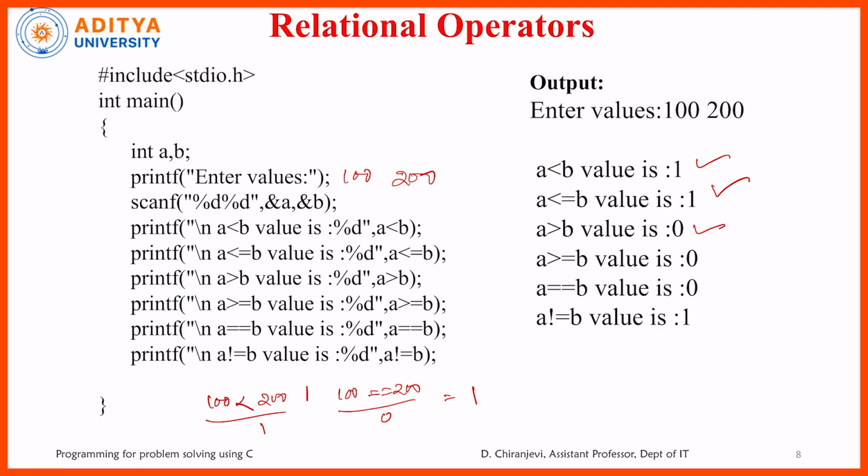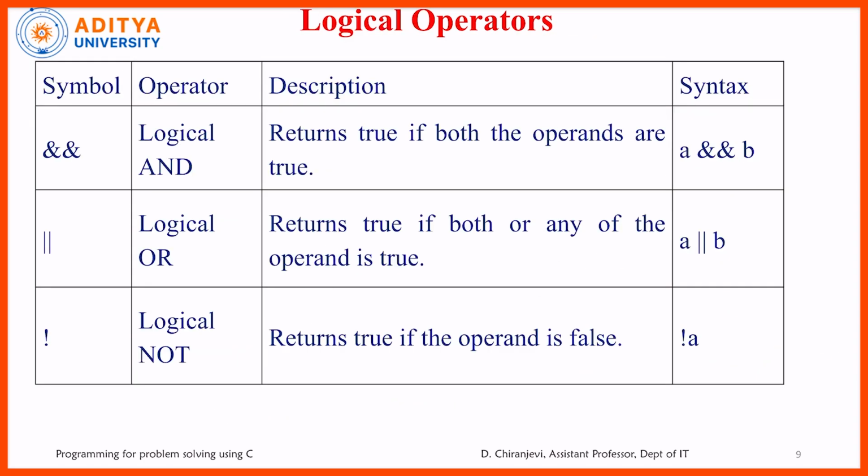Then A greater than or equal to B, in this case 100 greater than 200 or 100 equal to 200, so this is also false, this is also false, so overall result you will get false. So A greater than or equal to B is 0. Then A equal to B, so 100 equal to 200, no, so that's why A equal to B value is 0. A not equal to B, 100 not equal to 200, that's why it is true, so in this case you will get 1.